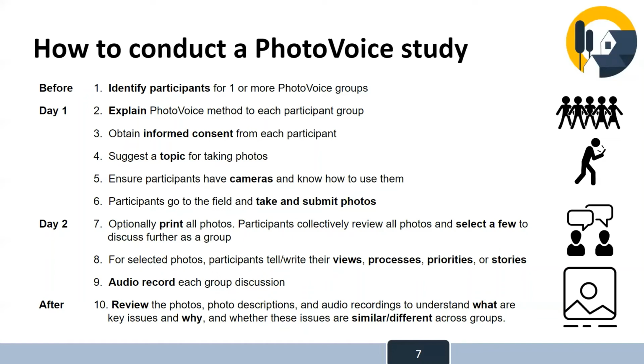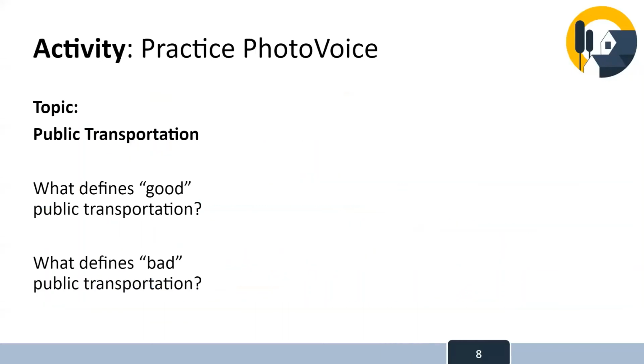You're going to audio record the entire discussion because that meaning behind the photographs is what you're interested in the most. And then after the event, you can use all of this data that you collected, the photos, the photo descriptions, and the audio recording to really synthesize and understand what the key issues were, why they were the key issues, and whether these were the same issues in different groups, or different issues in different groups? So that's where you're going to get your key findings.